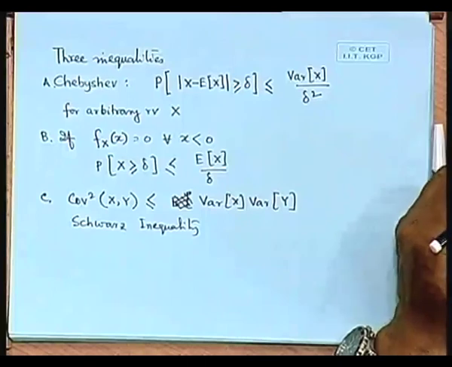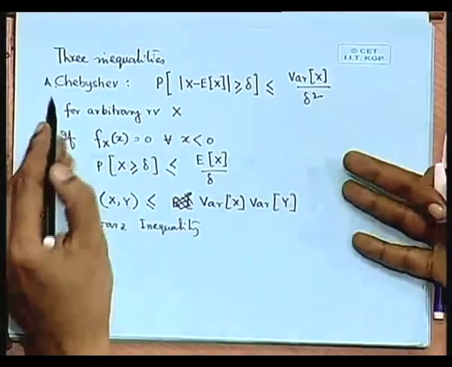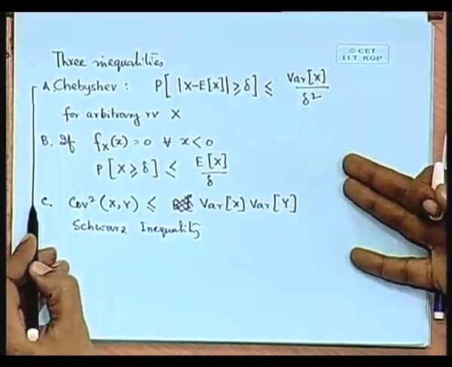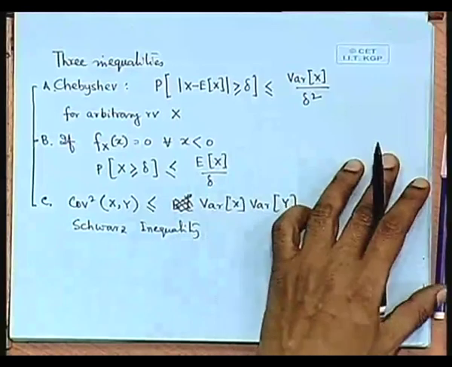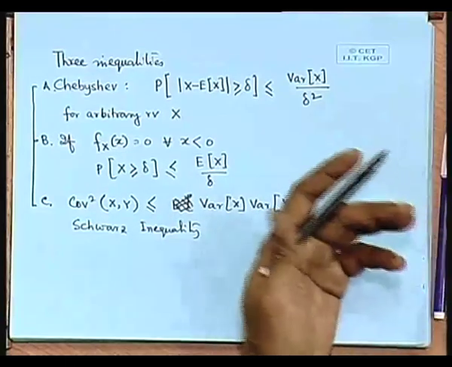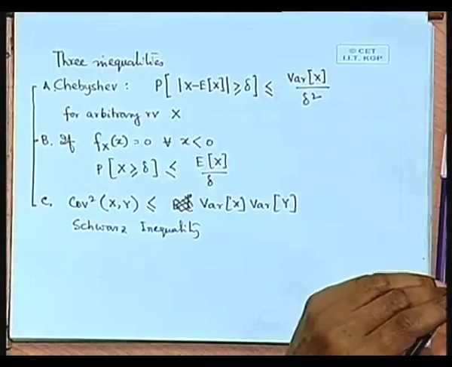Now we will talk about certain inequalities, or rather certain relationships, which are also very often used. For example, we have these three inequalities which relate mean and variance, and they are used in analysis many times. So I just wanted to introduce that.